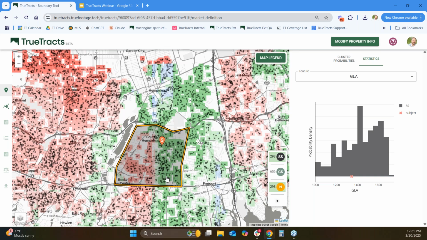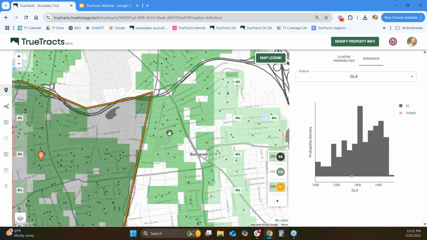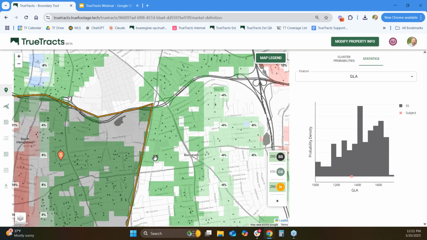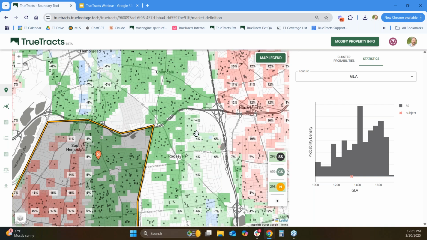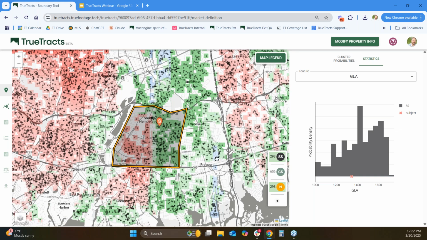When it learned from this model and it was able to predict the sale price of these black dots within 3%, that becomes a dark green area. What does that mean? That means that a 3-bed, 2-bath, 1,500 square foot house is going to sell for the same price here as it is in here. When it's off by 3 to 6%, it becomes light green. When it's off by more than 6%, it becomes either red or blue if it's inferior.